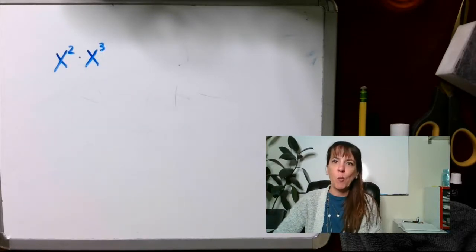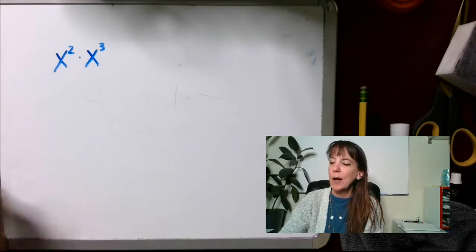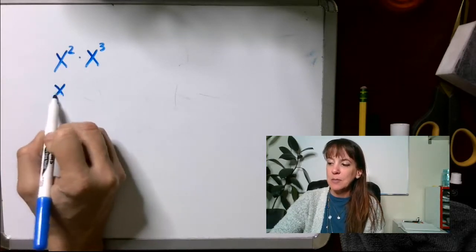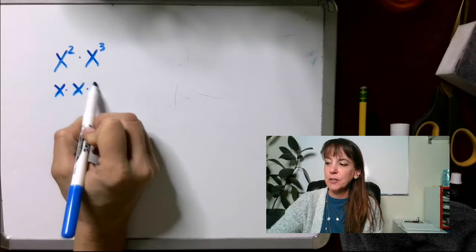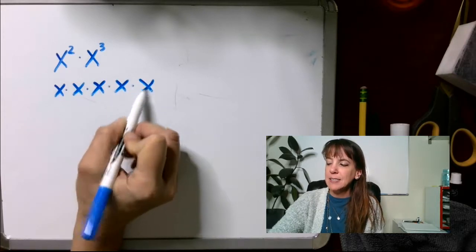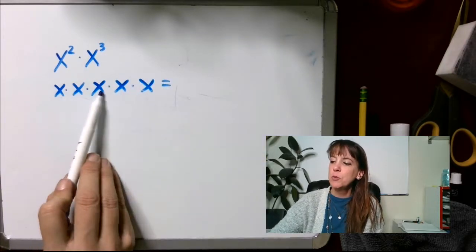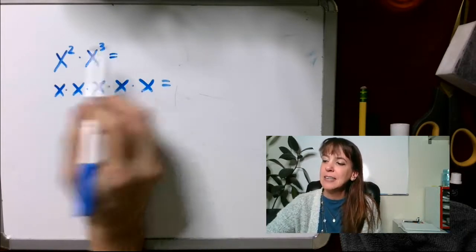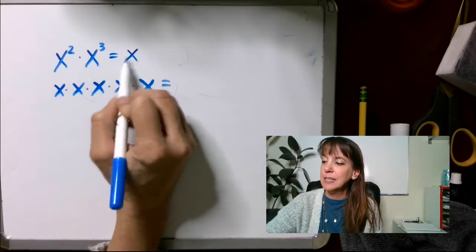All right, the first rule that I want to talk about: x to the second power times x to the third power. Why is this one important? Well, let's see. X squared means that we have 2 x's. X to the third means we have 3 x's. How many x's do we have? 1, 2, 3, 4, 5. So x squared times x to the third is x to the fifth.